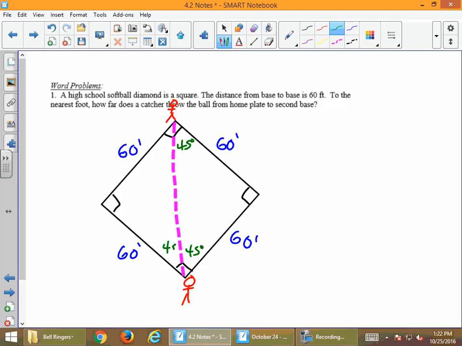Not only that, this side over here, and this side over here. When I bisected, I made two 45, 45, 90 triangles. I'm going to draw it over here, because sometimes some students have a hard time seeing it. So just draw a triangle over to the right, and we'll label it so you can visualize it a little bit better. There's that 45. I know this is 60. I know this is 60. So I'm looking for this measurement over here.